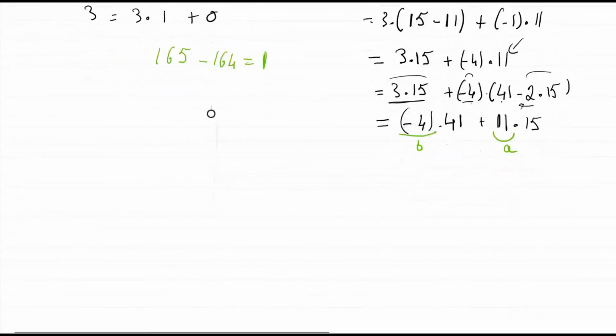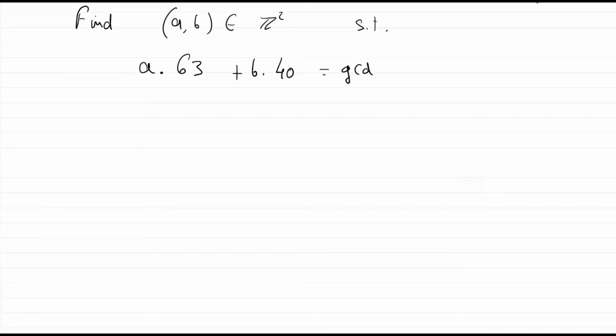Let's make another example. So find a and b such that a times 63 plus b times 40 is the greatest common divisor of those numbers, which is 1 in fact. So stop the video and try to make the calculation yourself to make sure you know how it works, because it's a little bit confusing in fact when you go up the Euclidean algorithm. At a given step you don't want to get rid of the wrong number.